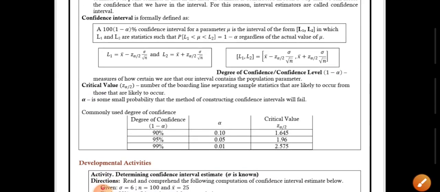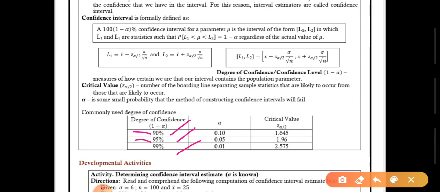Okay, so we have here the table: 1 minus alpha. Most commonly used are 90%, 95%, and 99%. How can we distinguish or say the differences among the three? Kapag 90% or 95% yung ginagamit natin, kunwari we want to test the effectiveness ng teaching strategies, pwede natin gamitin yung 95% or 90% lang.